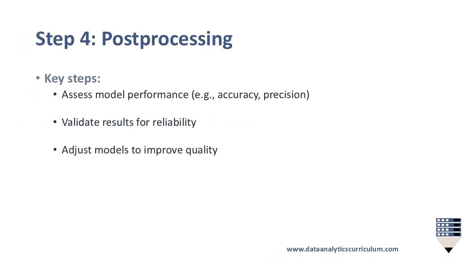Step 4 continued. Evaluation and validation. Key activities include assessing model performance with metrics like accuracy or precision, validating results to ensure they generalize to new data, and adjusting the model or parameters to improve quality. This step ensures that our insights can be trusted.